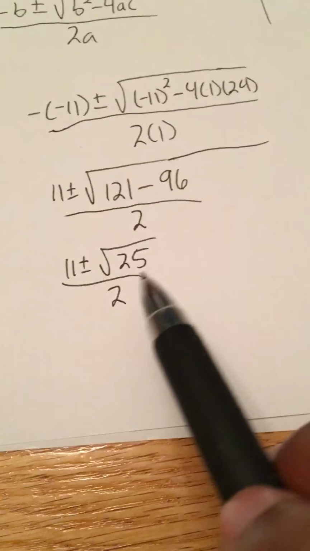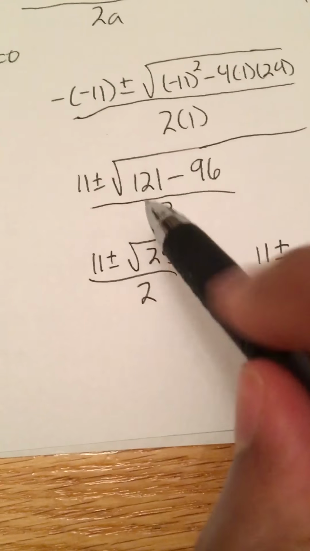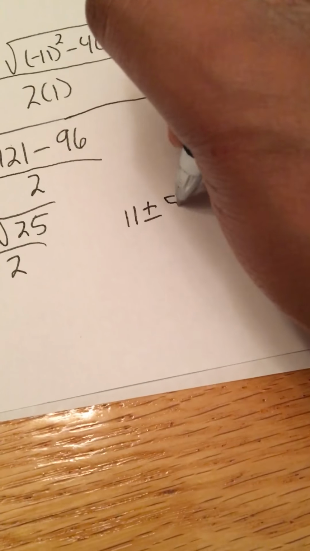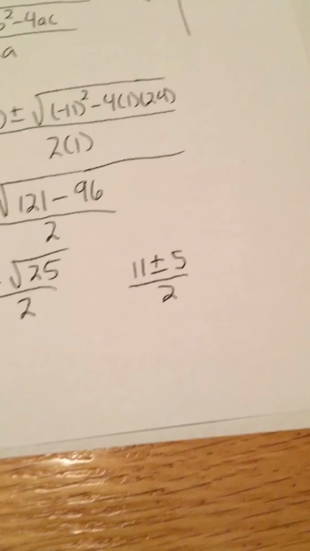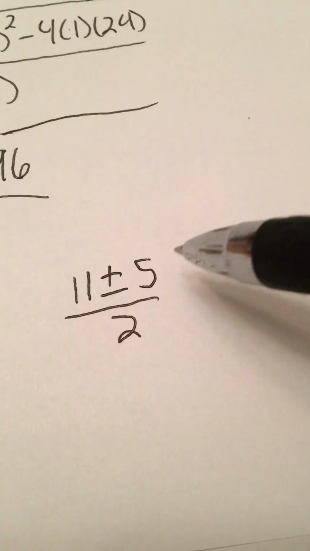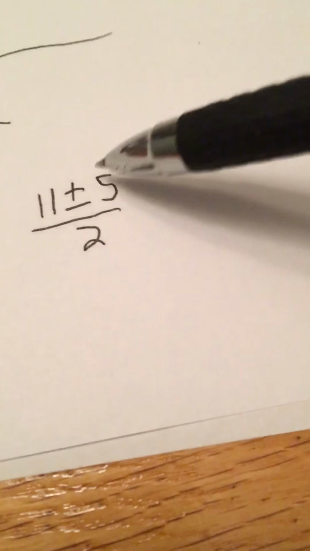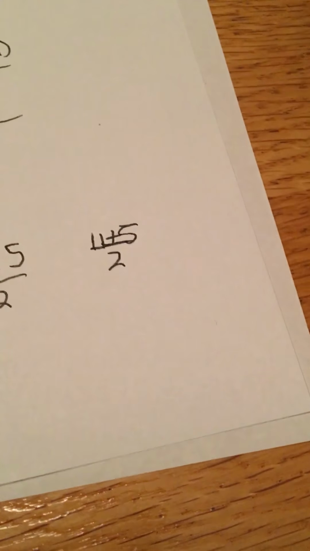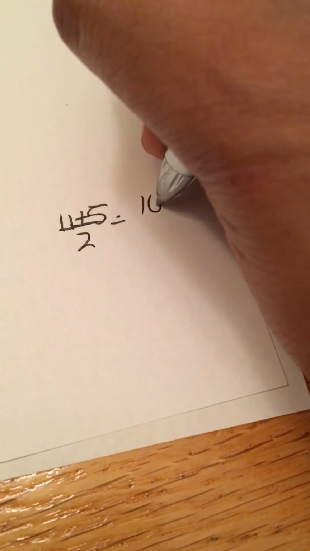So look, you've got positive 11 plus or minus. I'm going to rewrite that as whatever the square root of 25 is, which is, you're right, 5. Looks kind of funny, doesn't it? You've got 11 plus or minus 5 over 2. Well, remember, the plus or minus literally means you do it once where you're adding and once where you're subtracting. So what this says is 11 plus 5 over 2. Well, what's 11 plus 5? That's 16 divided by 2, which is really 8.